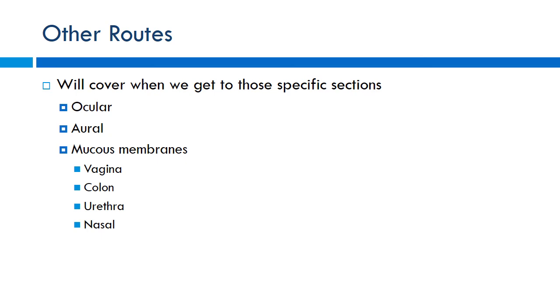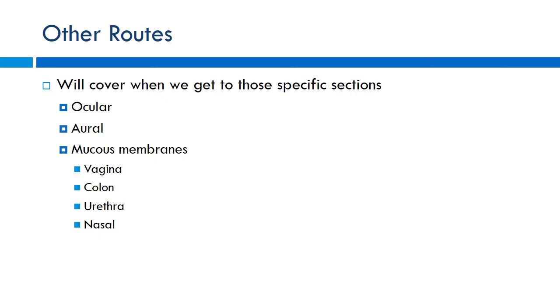And then the mucous membranes can absorb drugs very easily. So again, any kind of highly vascular mucous membrane can absorb drugs, right? For the most part, especially if they have any kind of lipophilicity. So the vagina can, the colon, urethra, nasal administration.